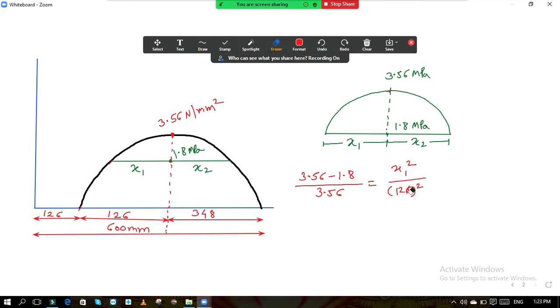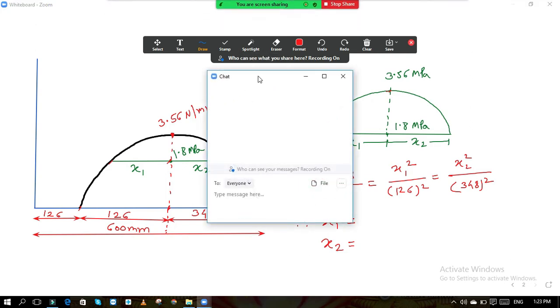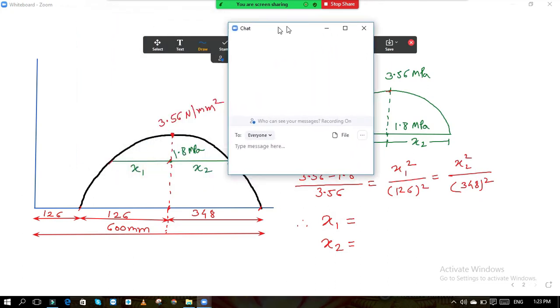Which is equal to x2 square divided by, this is the formula, the distance from here to here, x square. This is xu. So xu is from this point to this point for the higher parabola. It is 348 square. So now if you solve this, you will get the value of x1 and you will get the value of x2. Let me know both the values, do the calculation. I don't have a calculator with me and I don't have the values right now, so please do the calculation and let me know the answer fast.